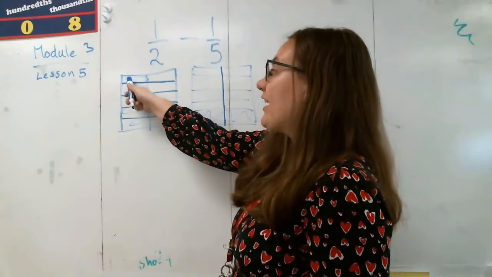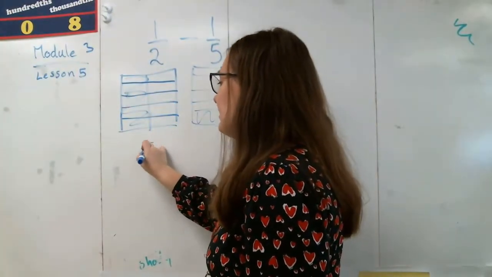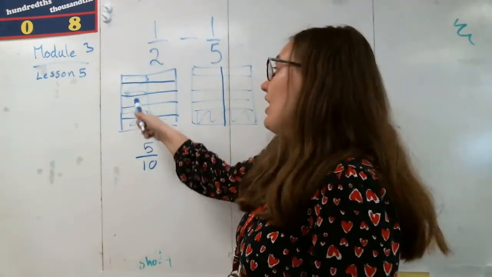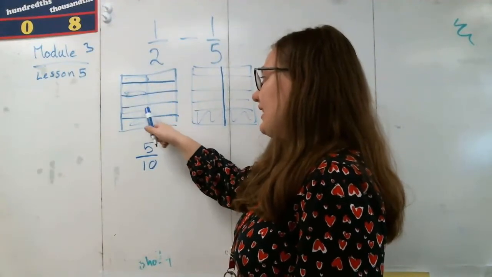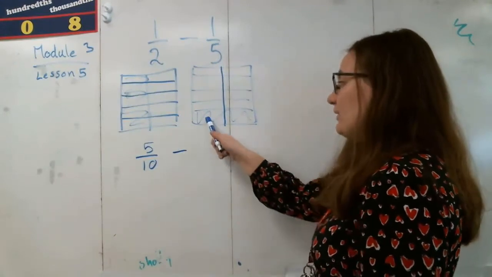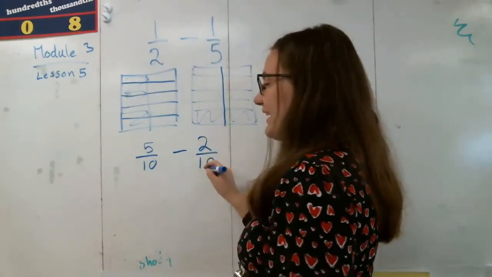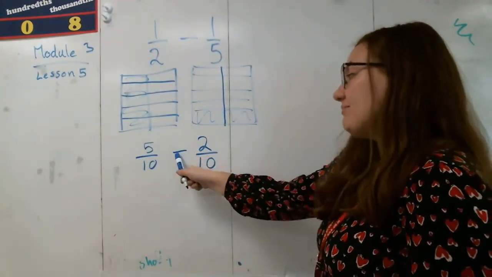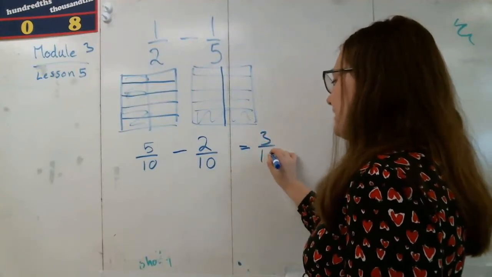So over here, I have 1, 2, 3, 4, 5 boxes shaded in out of a total of 10 boxes. So I know I have 10 because I have 1, 2, 3, 4, 5, 6, 7, 8, 9, 10. So I can count those out. And then I am subtracting 2/10. Now again, you could probably just do this math in your head. I have 5 minus 2. I know that 5 minus 2 is 3, and that gives me 3/10.